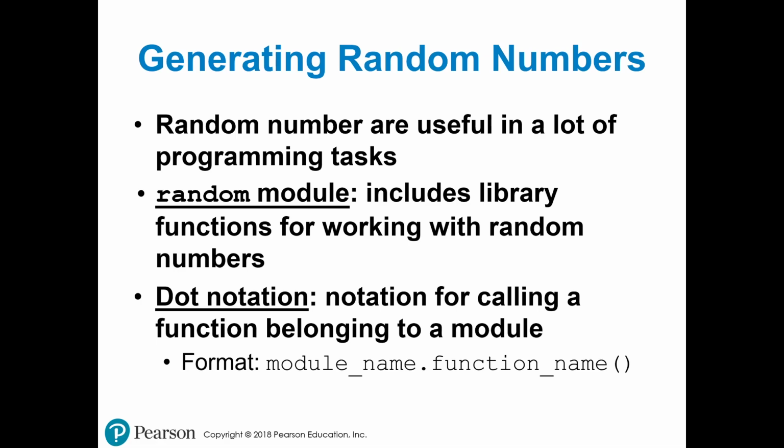So when we want to include the random module, we just type in import random, and that will give us access to all the random functions in the random module. So if we want to call a function that belongs to a module rather than just calling the function name, to specify that it's the function from that module, we use the syntax module name dot function name.